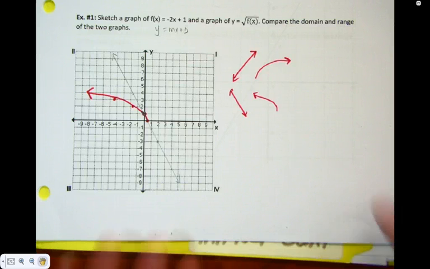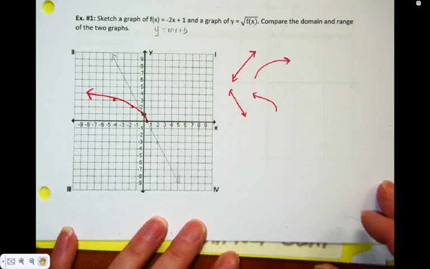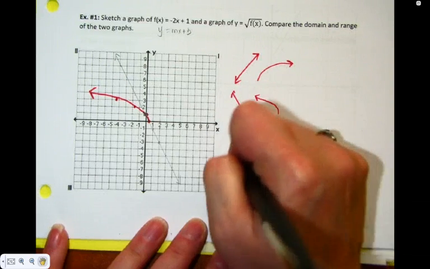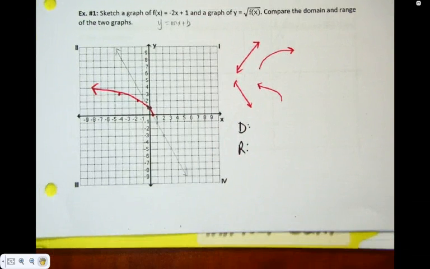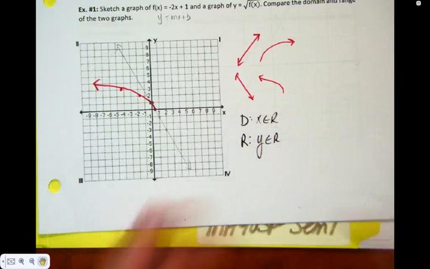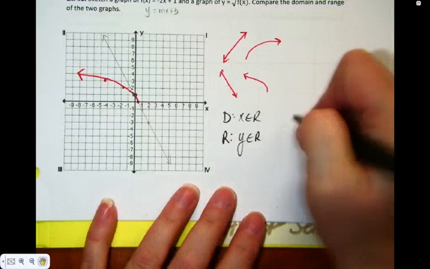But first, use your domain and range. So domain and range of the line, x-er and y-er. Domain and range of the swoop.